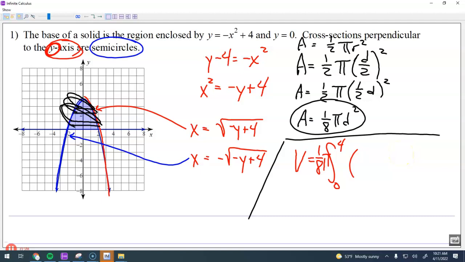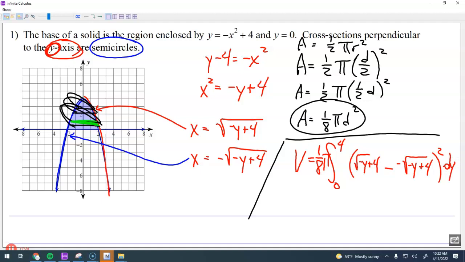And then it's 1/8 pi times the diameter squared. Well, how big is the diameter? The diameter is this distance. What's that distance? In general, right minus left. So we want the right equation. So the square root of -y plus 4 minus the left equation, which is the negative square root of -y plus 4. And then we got dy.